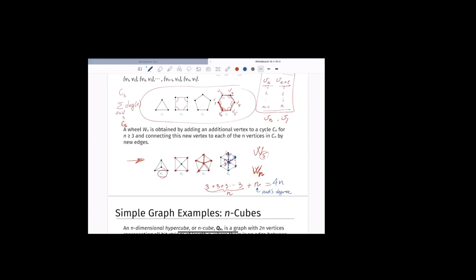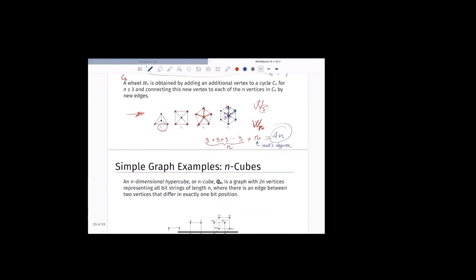If somebody asks me the number of edges in W, what's the number of edges in W? It's not a trick question. It's like half of that, right? So twice the number of edges is 4n. Therefore, the number of edges is going to be 2n. Okay, so that's consistent with what you have.